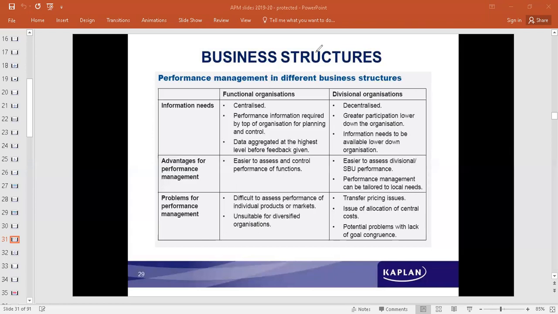Of course, there are other disadvantages also. We will be discussing that in detail now. What are the advantages for performance management in case of functional organization?